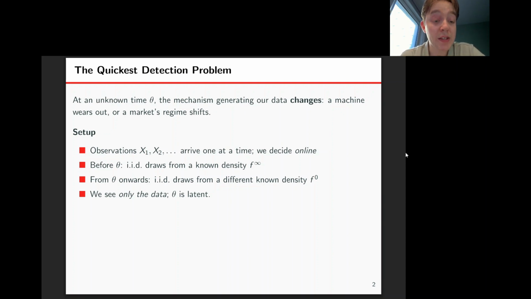Before the disorder time theta, we assume we get IID draws from some known density, f infinity, and from disorder time theta onwards, we assume that we have IID draws from a different known density, f0. Just remember we only see the data. The disorder time theta is latent, or hidden.